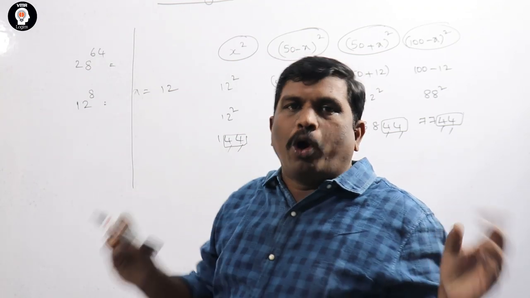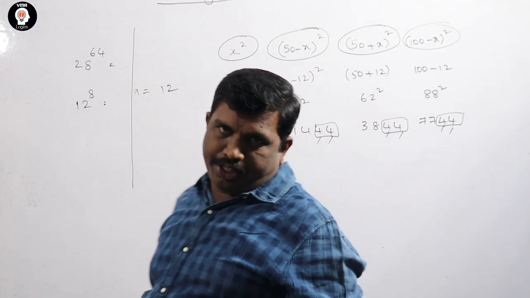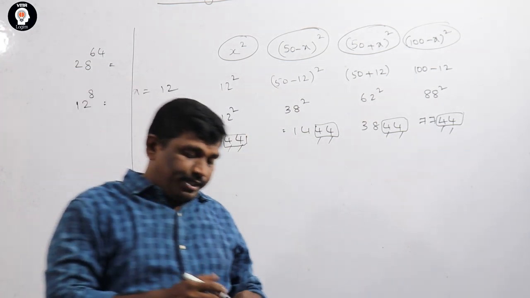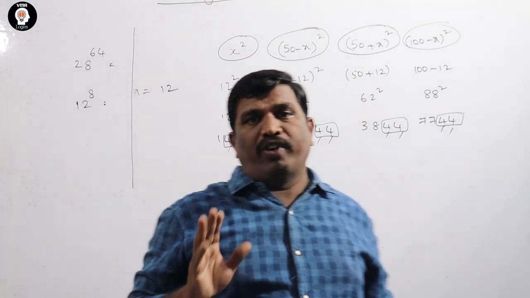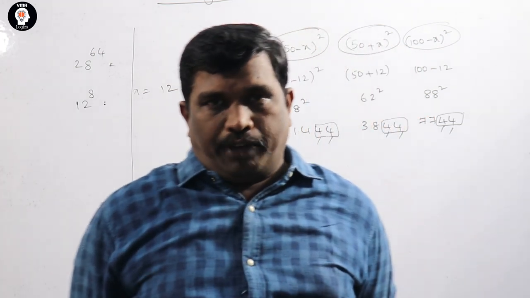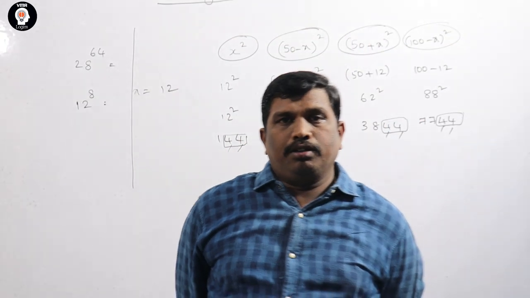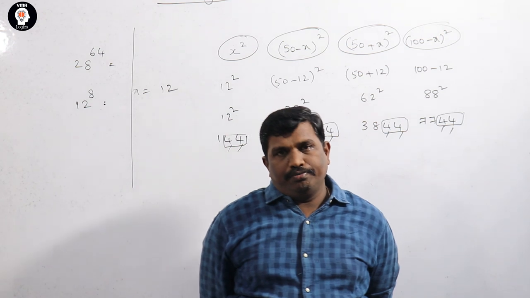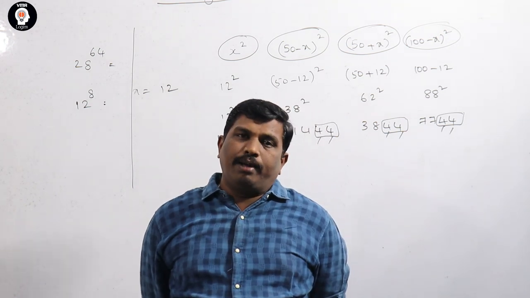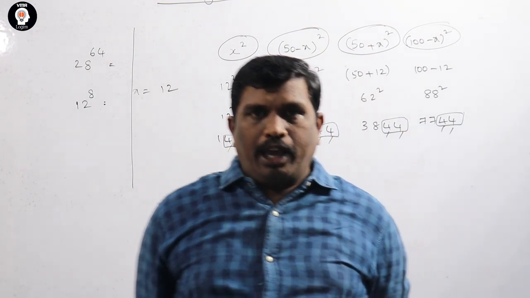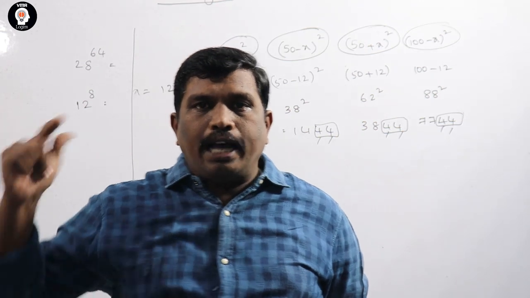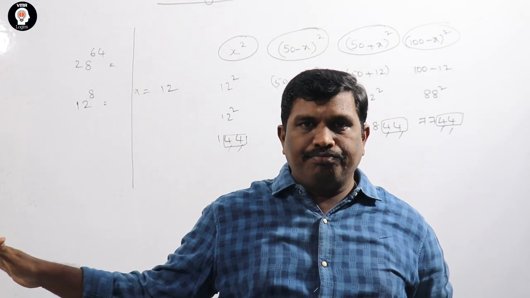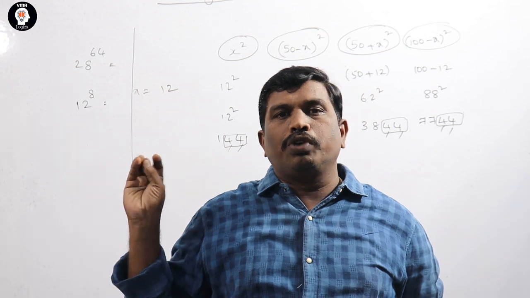This is the basic point I am going to follow to explain the questions. I repeat, guys: to solve the questions to find the last two digits, you should have this point. The point is x square, 50 minus x whole square, 50 plus x whole square, 100 minus x whole square. In all these things, the last two digits are the same. This is the rule you should follow.